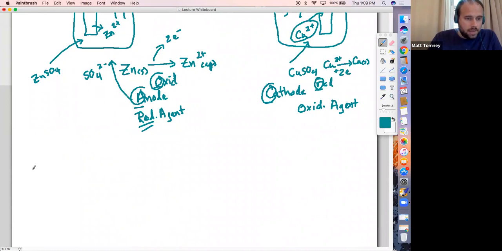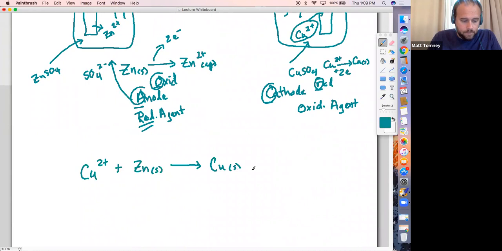So that doesn't mean that there wouldn't be any redox activity going on, because I could have copper 2 plus and zinc solid, right? And that would go to copper solid and zinc 2 plus. So this is essentially the net reaction of what's going on here, right? So I take some solid zinc and I generate zinc 2 plus. I have some copper 2 plus and I generate solid copper.